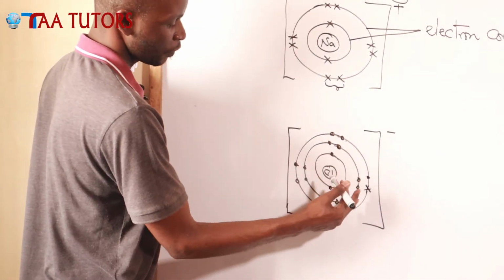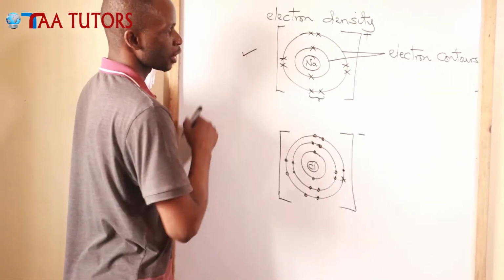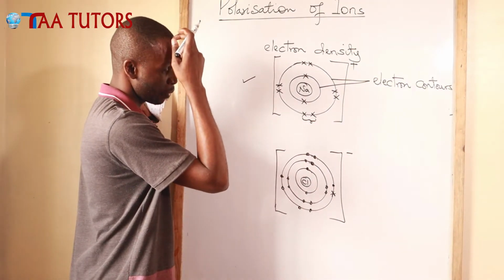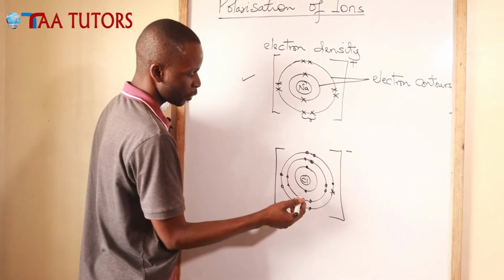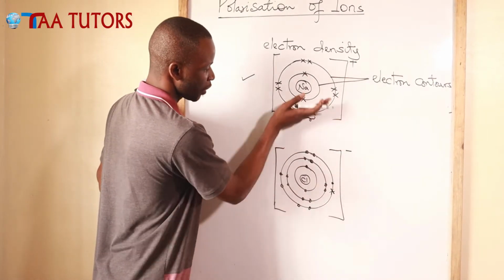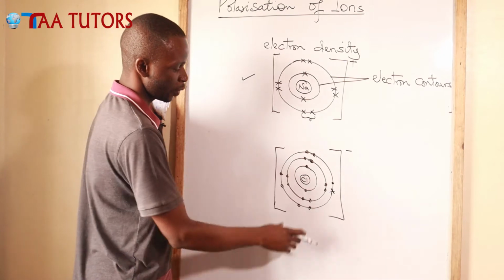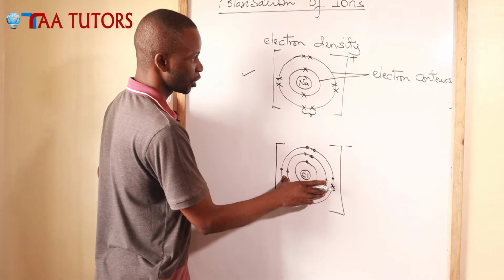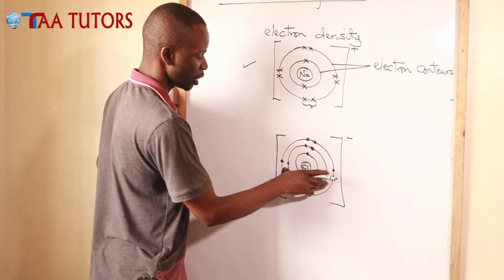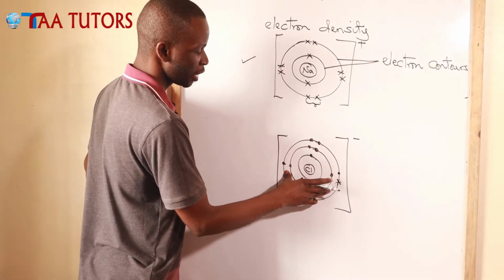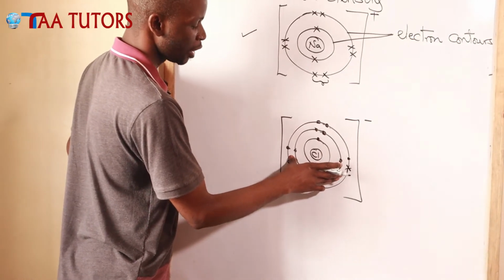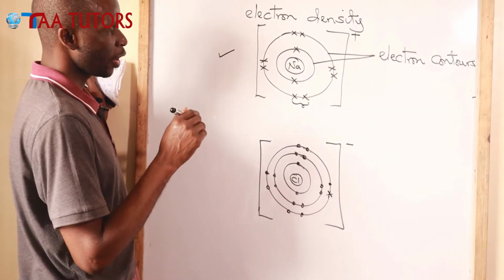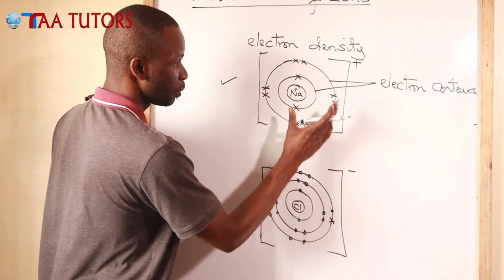So in this case, this is the polarizing agent, the one that causes polarization on an ion, and this one is the polarized ion. Before these ions are put very close to each other, we expect the electron distribution here to be very even. The electron density is distributed in an even manner, so we get fairly regular shaped electron contours.